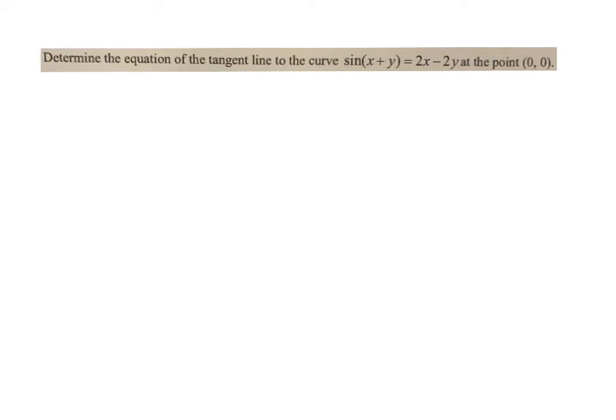In this problem, we want to determine the equation of the tangent line to the given curve at the point (0, 0). So first we need to remember a little of the algebra regarding how to write the equation for a line. Remember there's two forms for lines. There's the slope-intercept form, which is y = mx + b, and then there's the point-slope form, which is y - y₁ = m(x - x₁).